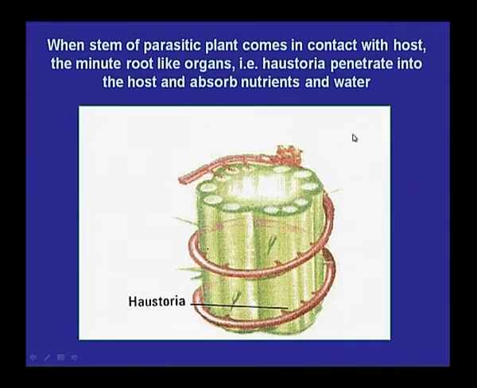Now, when we have a transverse section of the host stem parasitized with the cuscuta vine, we see that the cuscuta is forming the haustoria, and these haustoria are entering inside the vascular bundle of the host plants for drawing the nutrients and water required for their growth. These are all haustoria. You are seeing here tiny adventitious roots like structures.